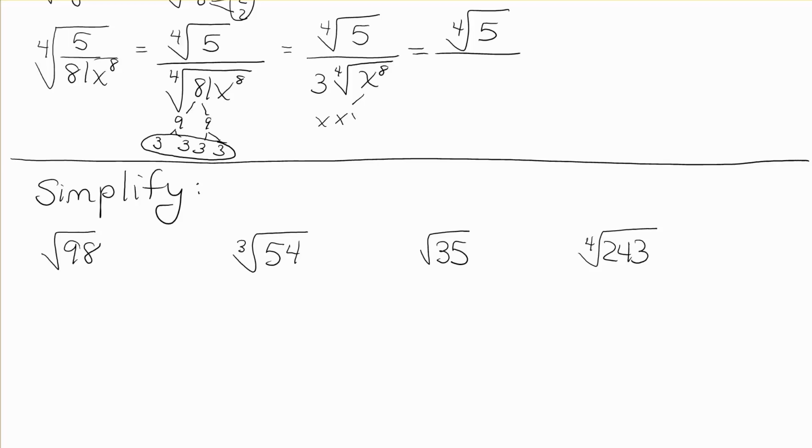x, x, x, x, x, x, x, x. All right, and we're looking for groups of 4. So let me circle a group of 4 here and a group of 4 here. We have 2 perfect groups of 4, so when we pull them out, we're going to get an x times an x, which is an x squared.